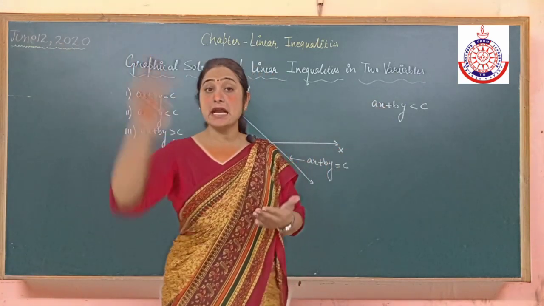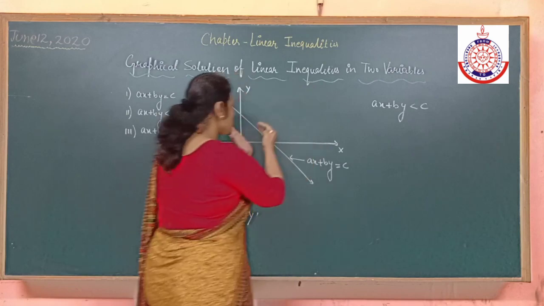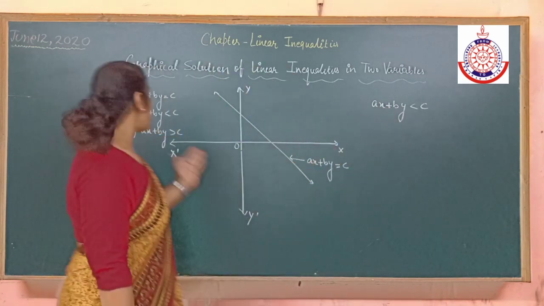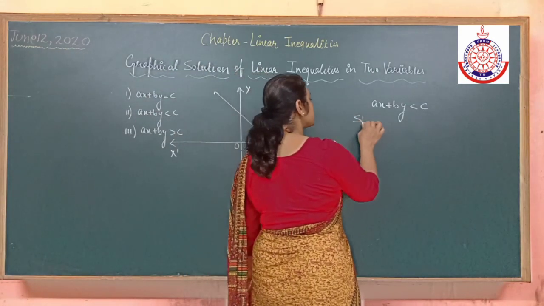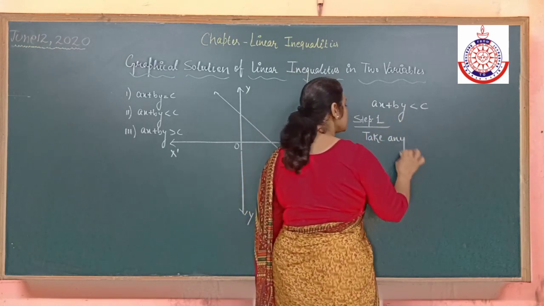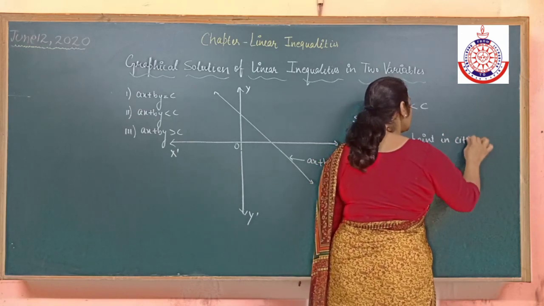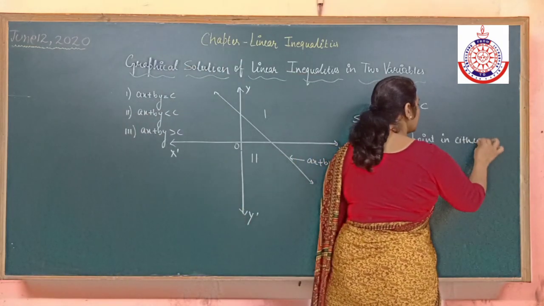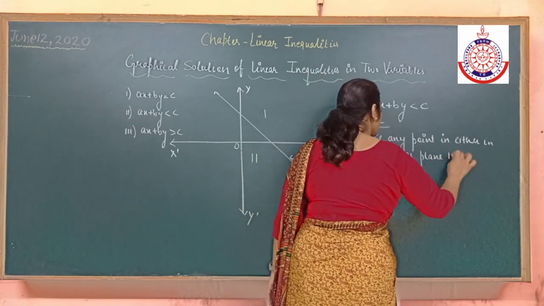It represents an area. Now this line is dividing the plane into two parts, which we have already done. One is the upper half plane, one is the lower half plane. So which plane would be represented by this inequality or that inequality? That is my question. Very simple things you have to remember. These are the steps you need to follow. Step 1: take any point in either plane 1 or plane 2.